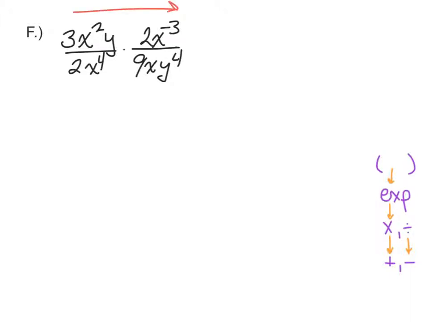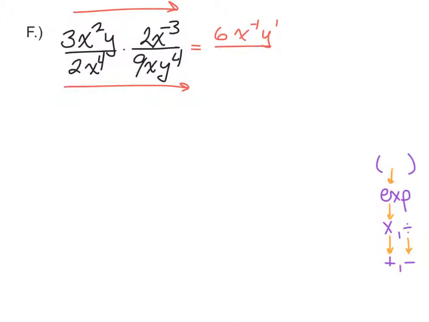So first of all, we're multiplying a fraction, which means we multiply straight across the numerator and straight across the denominator. Just looking at the numerators, 3 times 2, that's 6. Now, in dealing with the x's, we're going to multiply those x's together, which means we're going to add the exponents. So 2 plus negative 3 is negative 1. And then we'll still have a y, which is to the first power.